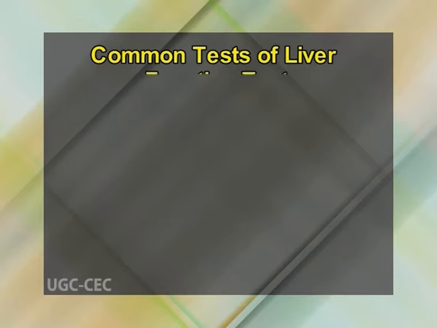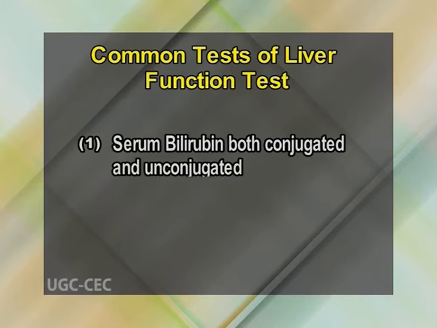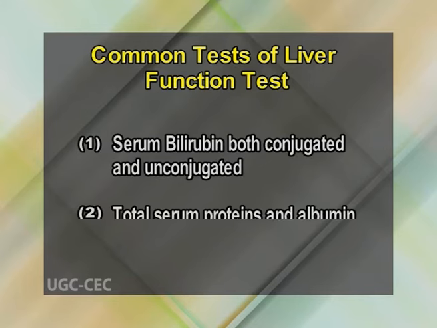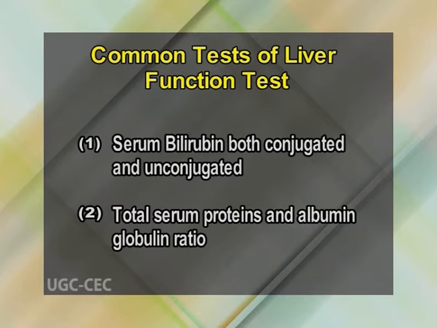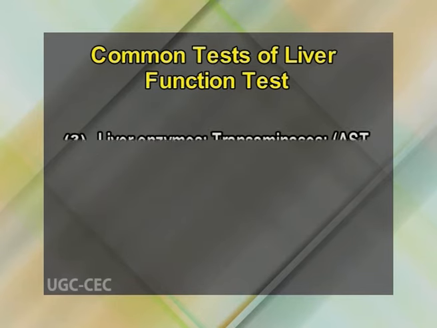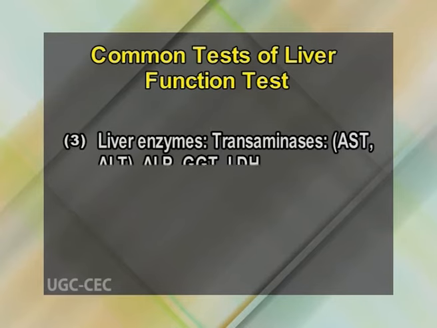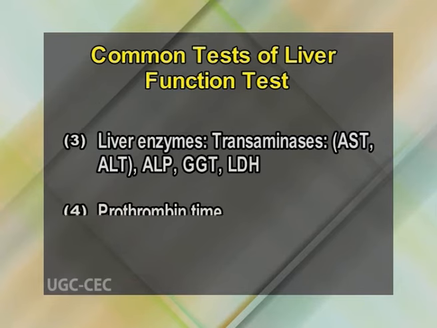Now the common tests that form part of the liver function test are: first, serum bilirubin, which includes both conjugated and unconjugated. Second, total serum proteins and albumin globulin ratio. And the third, liver enzymes, which include transaminases, in which AST and ALT are included, and ALP, GGT and LDH. And the fourth one is prothrombin time.